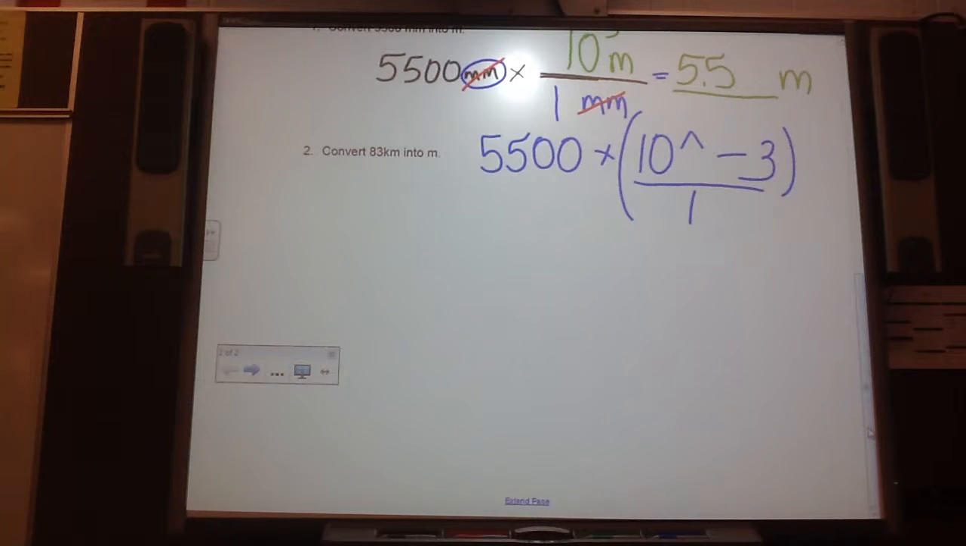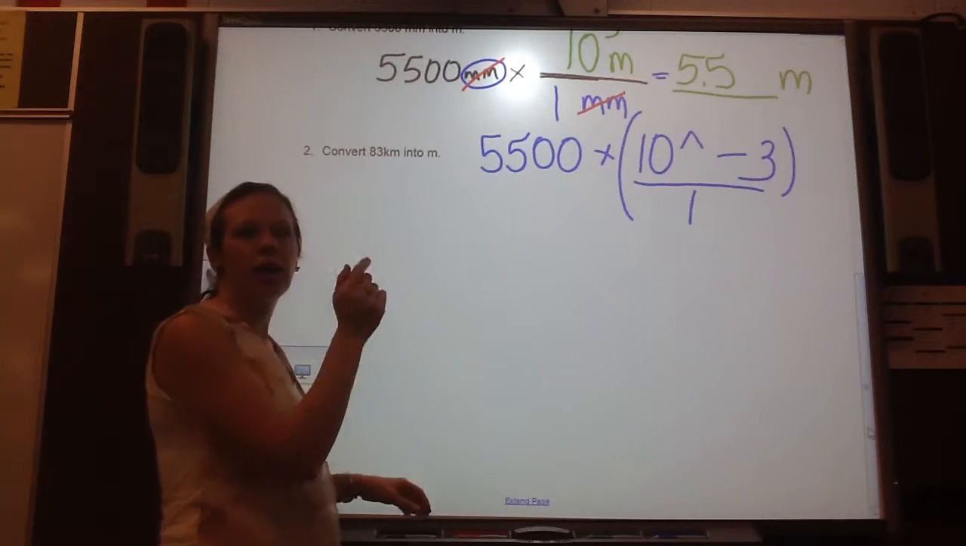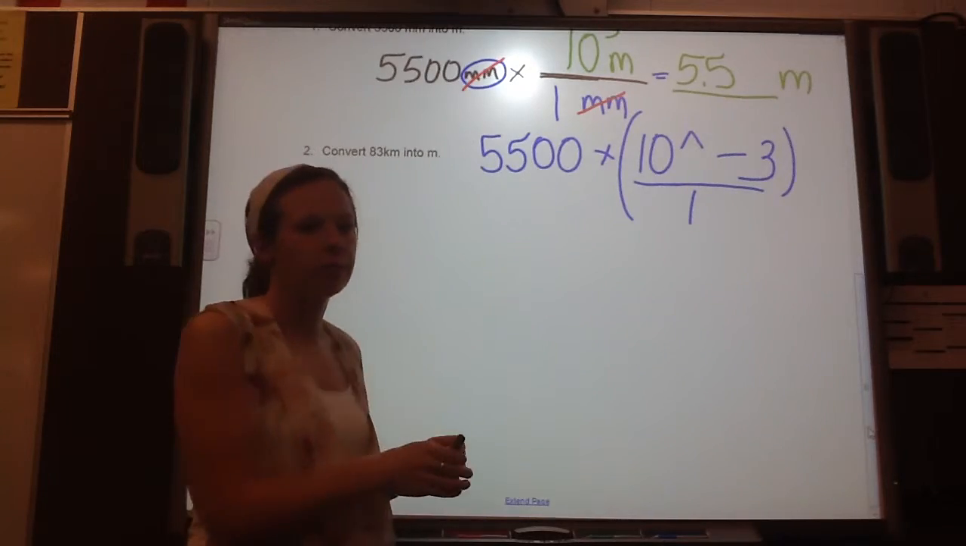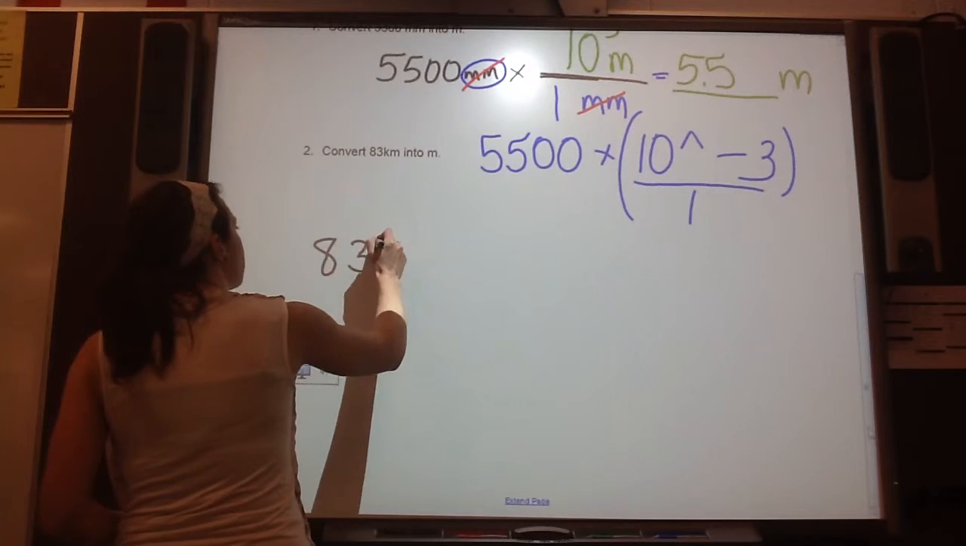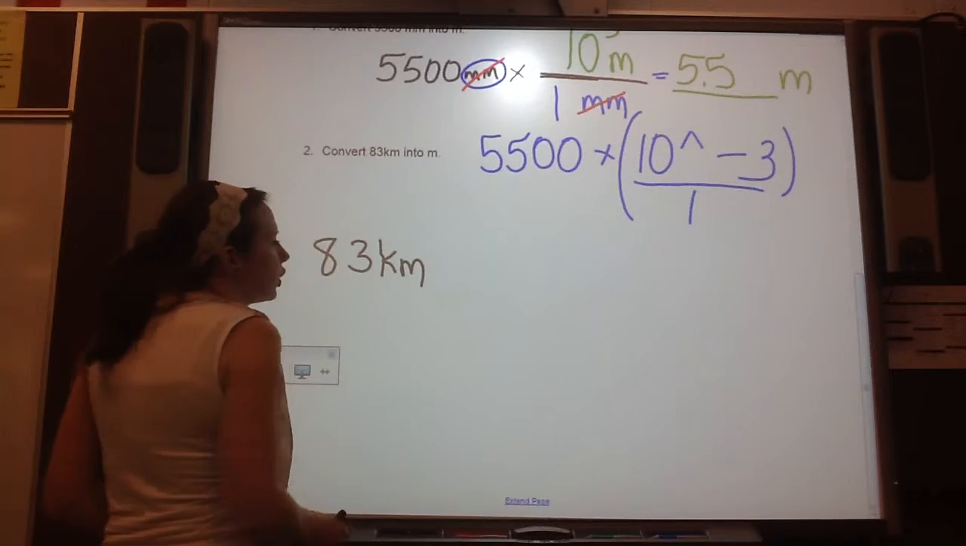Okay, let's try another one, okay? If after this question you can't get it in your calculator, please ask me for help. Okay, but I want you to understand this process as well. Okay, so we're starting with 83 kilometers.